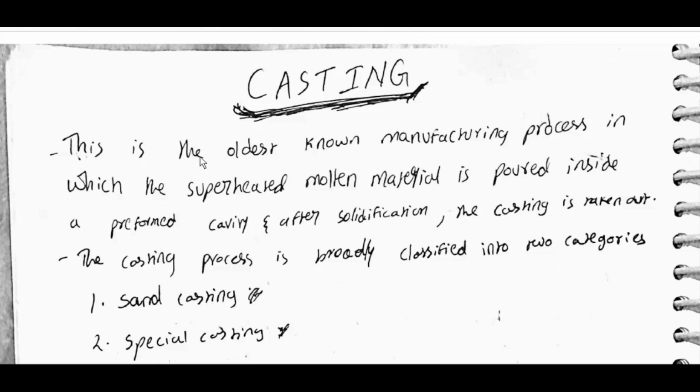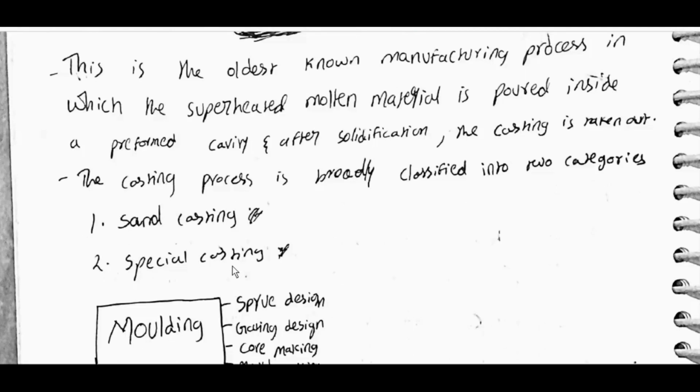Casting. This is the oldest known manufacturing process in which superheated molten material is poured inside a preformed cavity, and after solidification the casting is taken out. The casting process is broadly classified into two categories: sand casting and special casting.